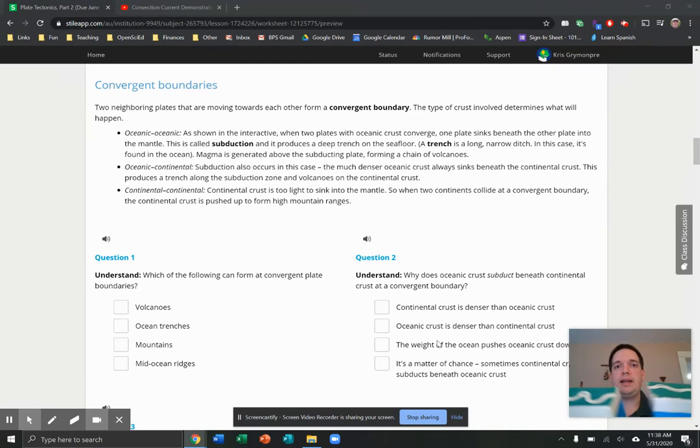Okay, now remember that plates can move three different ways. They can move towards each other, which is convergent boundary. They can move away from each other, which is divergent, or they can move past each other, which is transform. We're going to look at all three kinds, starting with convergent boundary, when they're moving towards each other.